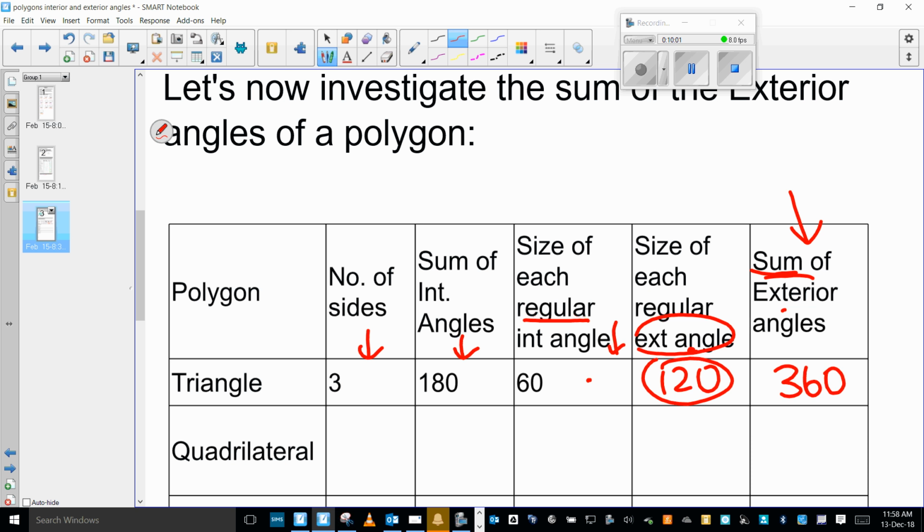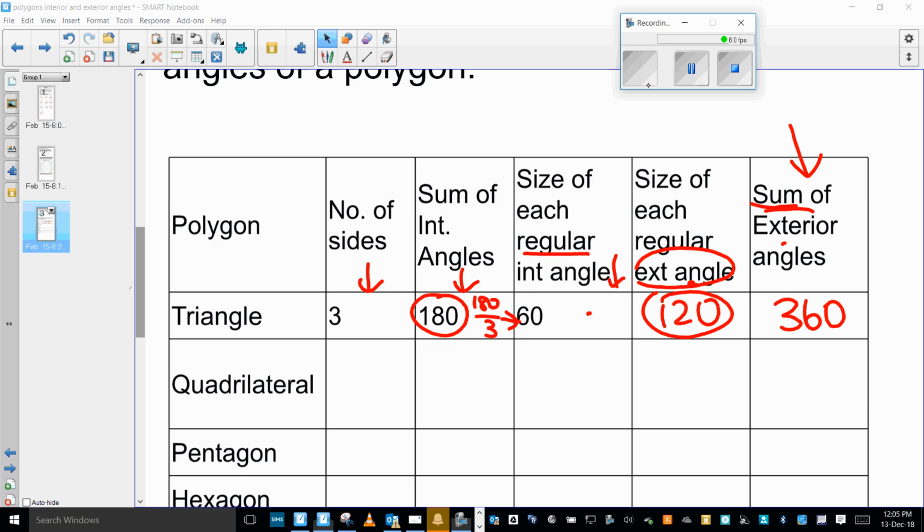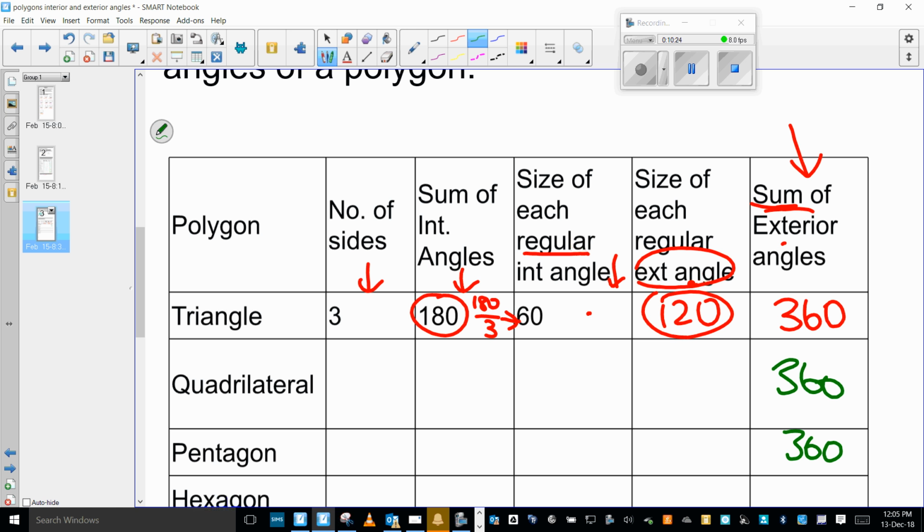So you're going to fill in the rest of this chart. This 60, I did 180 divided by 3. You should have found that this column was always 360. Now remember I did ask you to remember that you had rounded your answers, so when it comes to all of them, there should be 360 because you had rounded it.